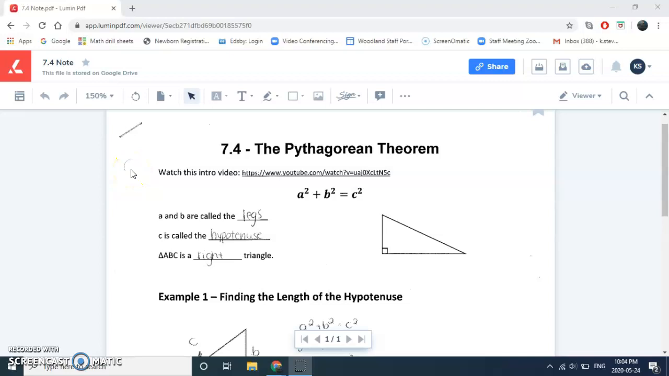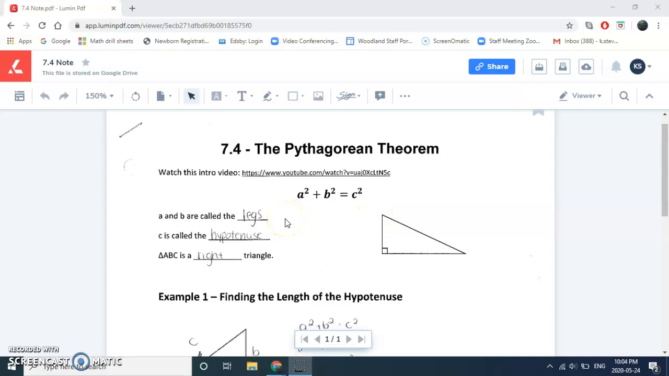Hello class, today we're going to be skipping ahead to 7.4, the Pythagorean Theorem. Before this, you should have watched a video to give you a visual of what the Pythagorean Theorem is. So we have this formula. This is what the theorem is: a squared plus b squared will equal c squared. Now a is going to be on this side, b will be down here, and c is this hypotenuse, which is the longest one.